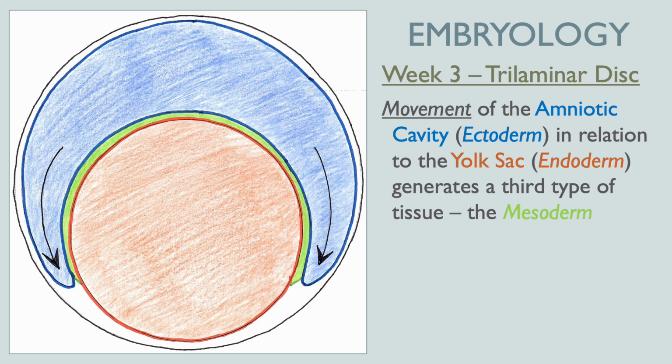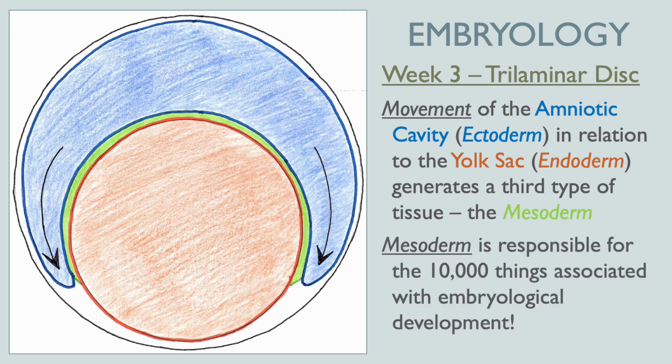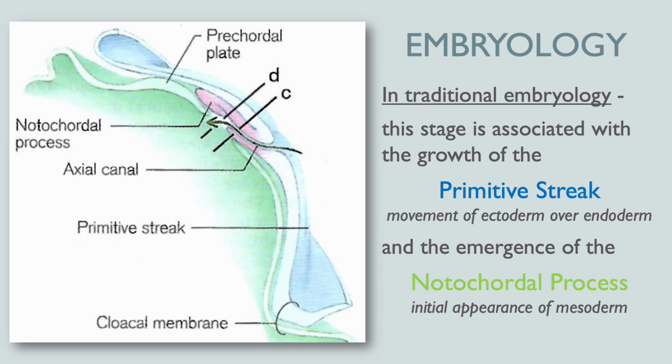By week 3, we have a trilaminar disc, where the movement of the yang energy of the ectoderm in relation to the yin energy of the endoderm creates a third type of tissue, the mesoderm. And the mesoderm is responsible for the 10,000 things associated with embryological development. In traditional embryology, this stage is associated with the growth of the primitive streak and the emergence of the notochordal process, which is the initial appearance of mesoderm in the embryo.